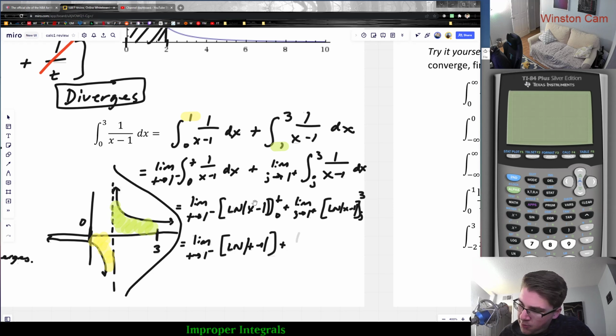And on the other one, I'd have the limit as j approaches 1 from the right. And this would be ln of 2 minus ln absolute value, so I'm running out of room here, let me just write it below, j minus 1. So plugging in my boundaries here and here, basically now I need to figure out limits. Well, the limit of ln 2 is ln 2. But the limit of these, what is that?